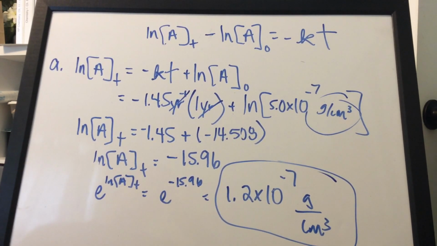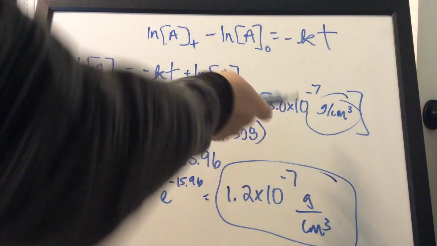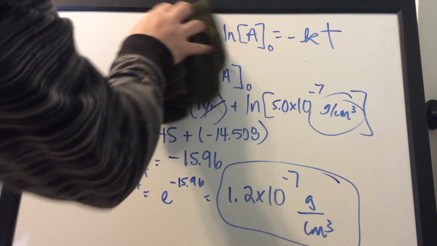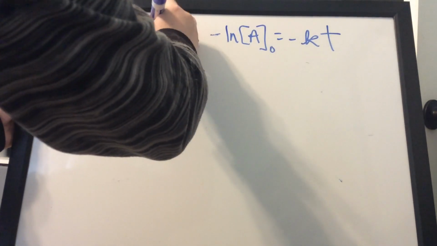Notice it's gone down, right? It has to go down. It only makes sense for it to be smaller, and this number is smaller than this. And so I have determined the concentration of that insecticide a whole year later, okay? So that is how that first part was done. And now we have part B. So let's see, what does part B say?